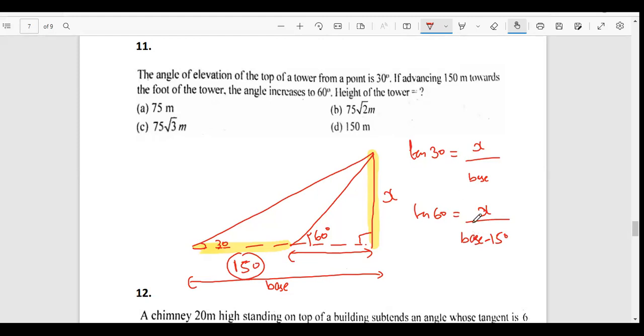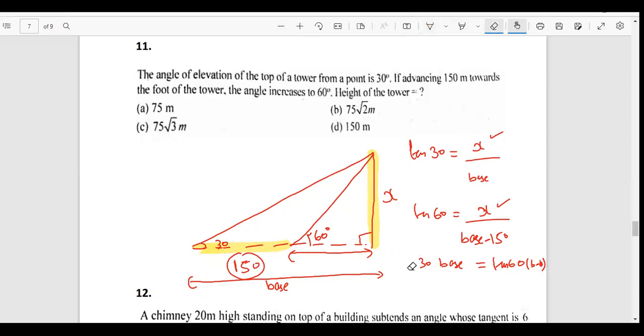Okay, well done. Now I can equate both these x's. I can write this as tan 30 multiplied by base is equal to tan 60, and then I will be multiplying it with base minus 150. ठीक है? Now I need to make base the subject. Please find, अब मैंने सब कुछ बता दी, please find the value of base and tell me quickly कि base क्या आ रही है. Use this.